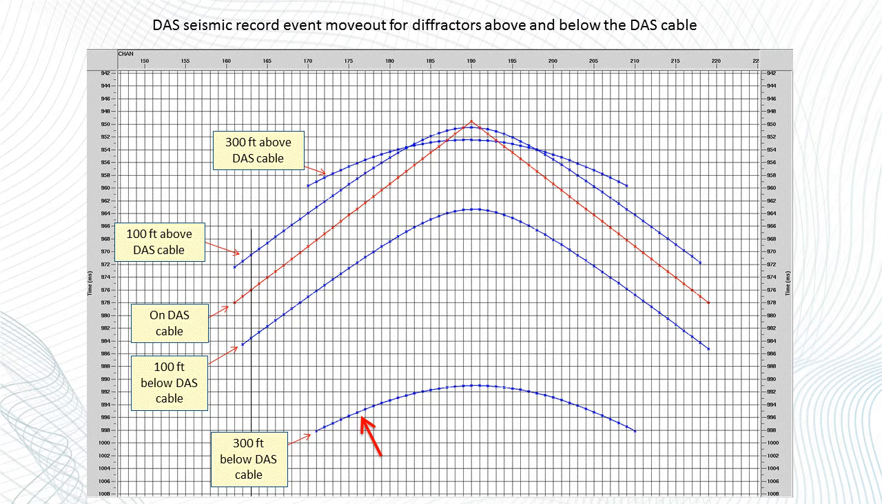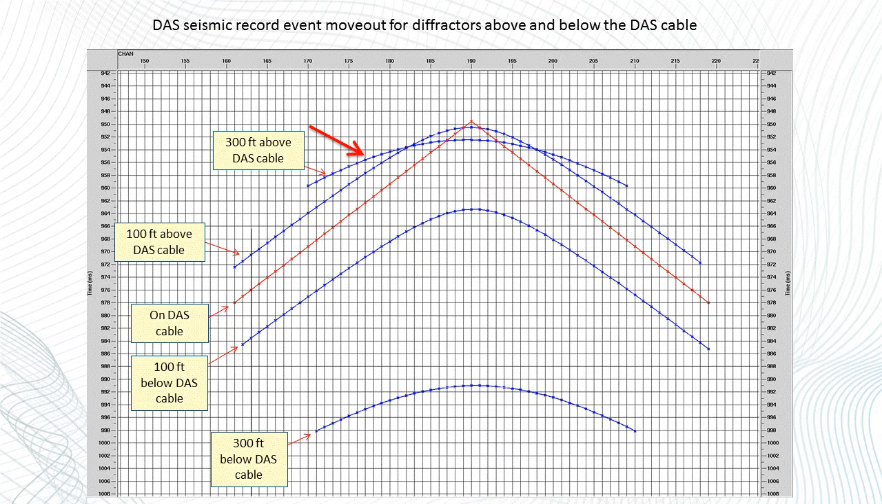Diffractors above the DAS cable, however, are more complicated. For example, this moveout curve is for a diffractor 100 feet above the DAS cable, and this one is for a diffractor that's 300 feet above the DAS cable. Now, as we can see here, there is little differentiation for the diffraction events or diffractors above the DAS cable, at least at the near offsets. But at larger offsets, the different moveout differences provide better differentiation.